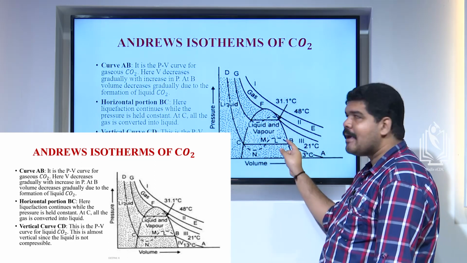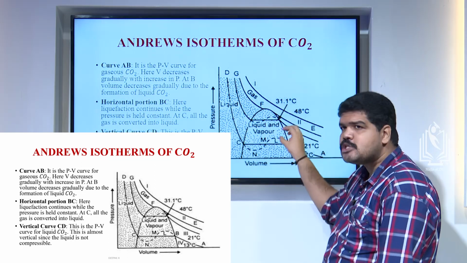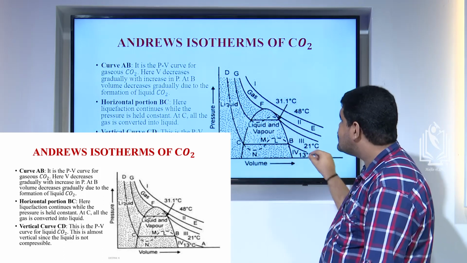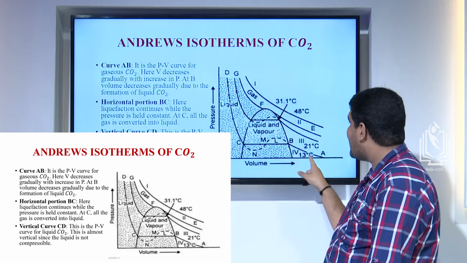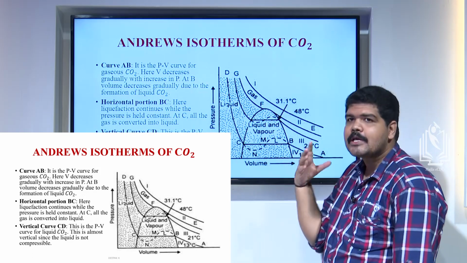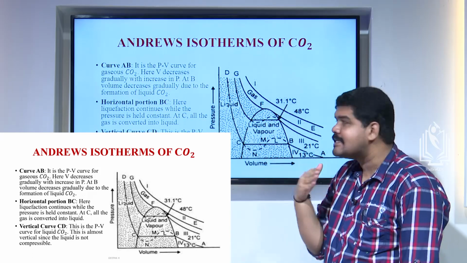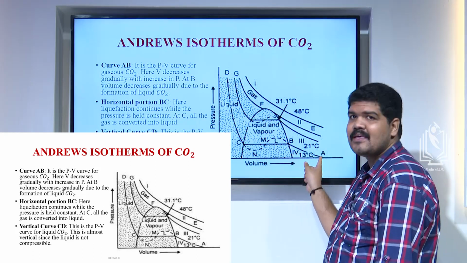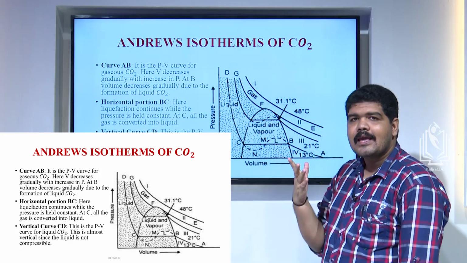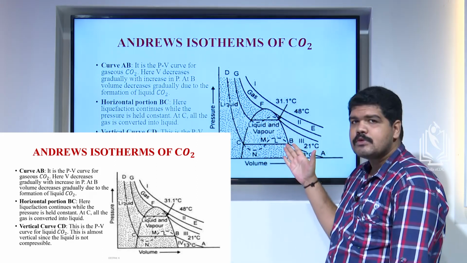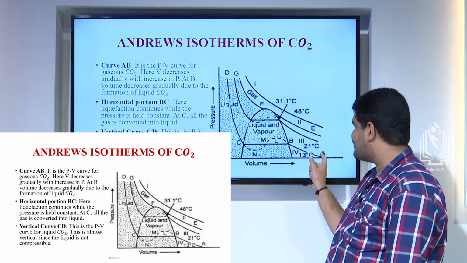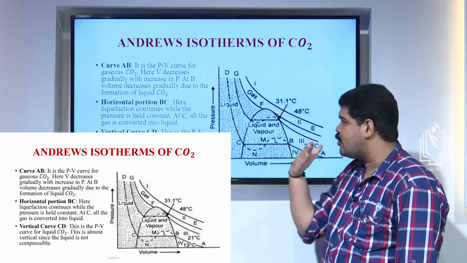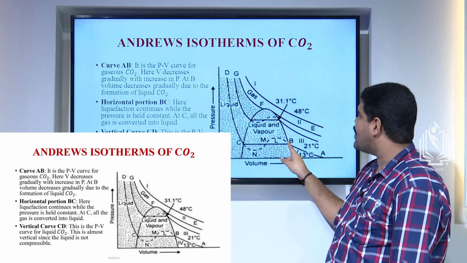Using this curve AB, as moving from A to B, what is happening is that the pressure is getting increased and the volume is getting decreased. So, on the application of pressure, the volume is getting decreased during this AB, and that is also in accordance with Boyle's law, just like the Boyle's law curve, that is, as the pressure increases, volume decreases. And after that, what is happening?